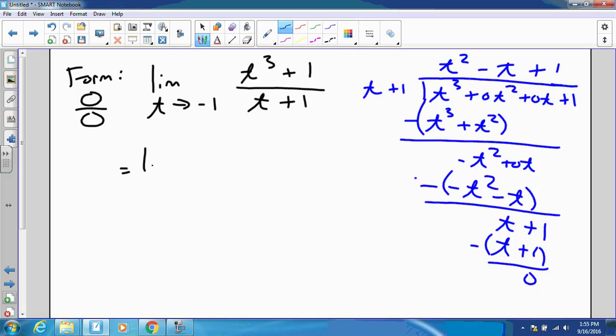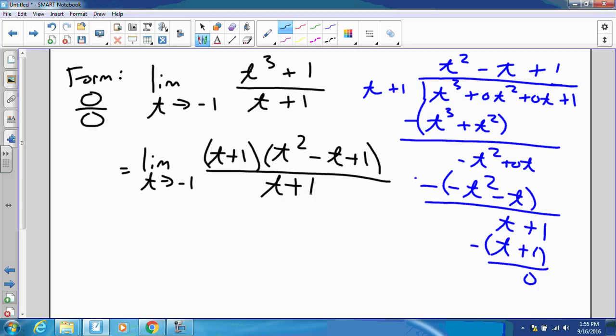So that allows me now to rewrite t cubed plus 1 as t plus 1 times the quotient of t squared minus t plus 1. And now if I let t go to negative 1, I can use the alias theorem to cancel out my common factors. And I get a polynomial, which I can evaluate by direct substitution. 1 plus 1 plus 1 is 3.